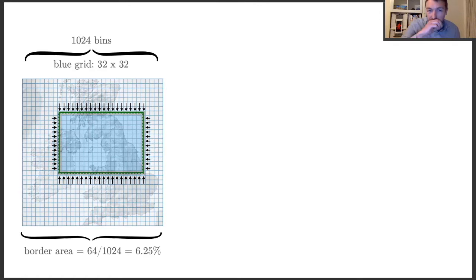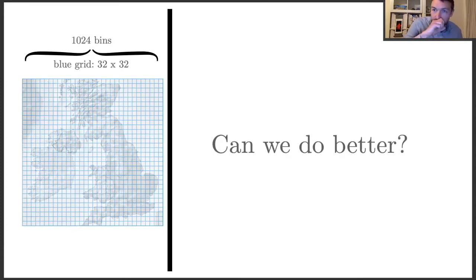And as you can see here, there are 64 border cells, and each border cell has an area or hypervolume of 1 divided by 1024, because we have a grid of 32 times 32, which is 1024. And the question is, can we do better than that? So we have nothing else to work with. We can only split the space. Can we split the space in a better way?